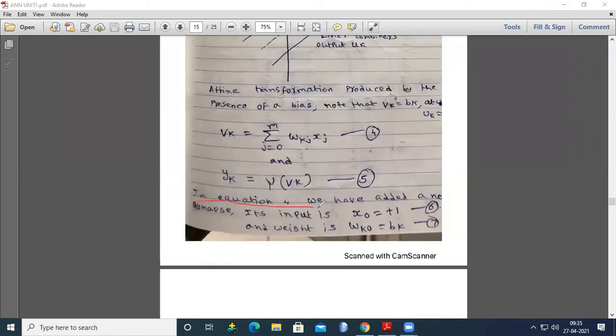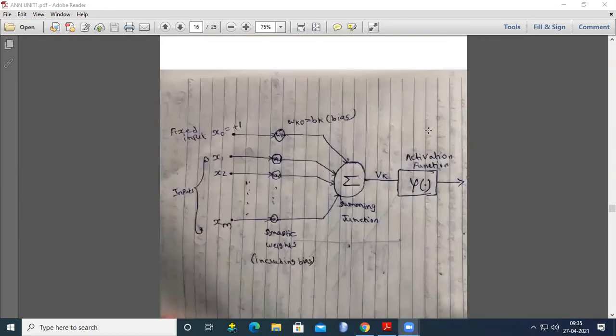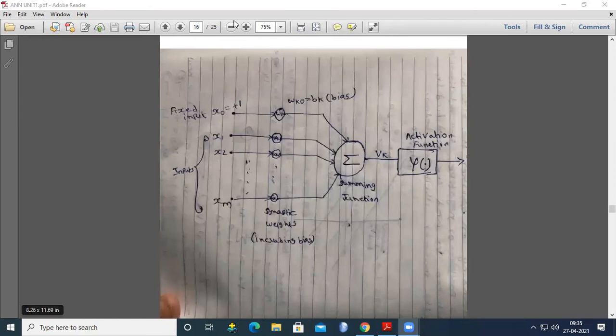So in equation 4, we have added a neuron synapse. Its input is x naught equals plus 1, and the weight is wk0 equals bk. So now this is the model already discussed up to now. These are the input lines. These are the weights, the synaptic weights. This is the summation function. This is the vk. So vk equals these summations plus the bias, and this is the activation function. We get yk as the output.